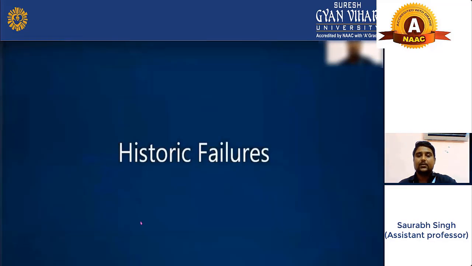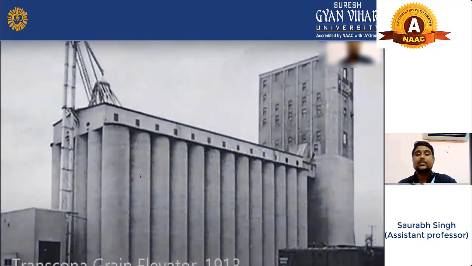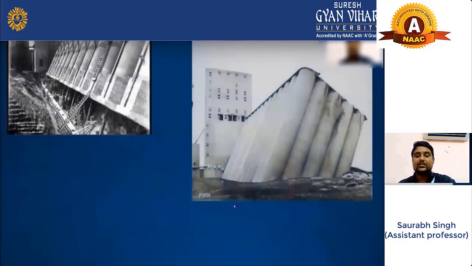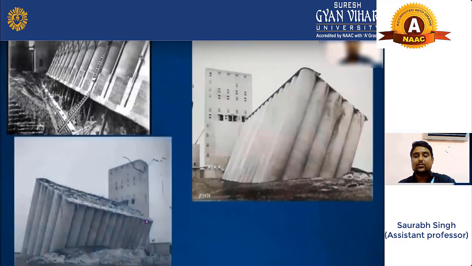Now, what is historic failure? Now we will see the historic failure which happened in this world. It is also a structure, and this is also called a grain elevator. Transcona grain elevator in 1983. As you can see, what happened due to the shear failure in the real structure. You can see the image. All structures collapsed due to the low bearing capacity of soil.